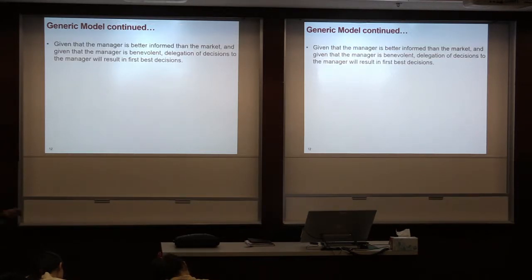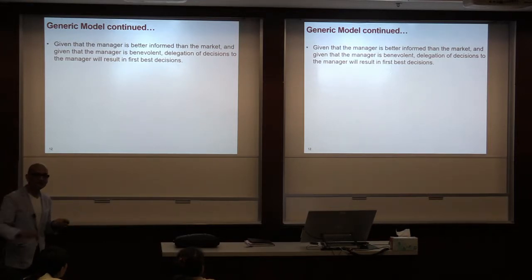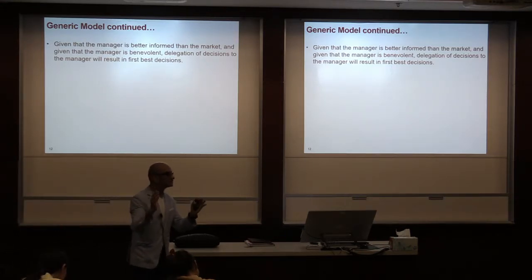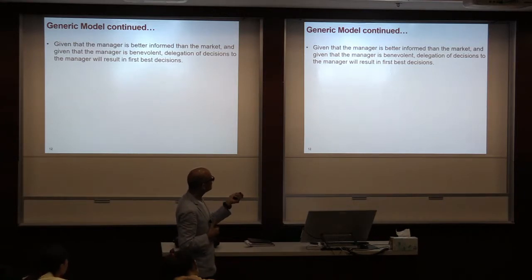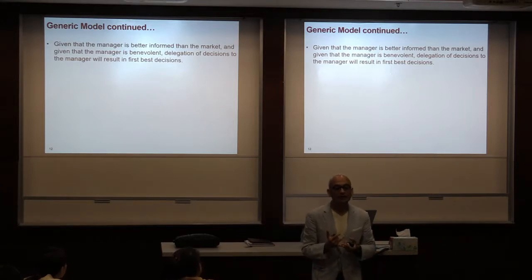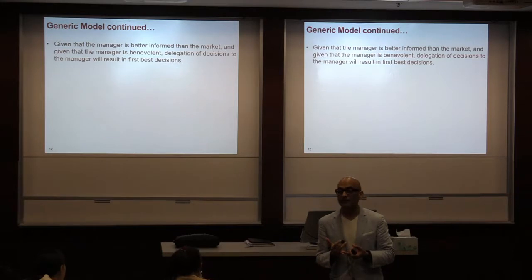And now, given this objective function, given the manager is better informed than the market, and the manager is benevolent, benevolent here meaning maximizing the size of the pie, there are no agency conflicts between the manager and the shareholders. You're making the best decision you can to maximize the expected size of the pie, which is the expected cash flows. Well, in this kind of world, delegation of the decision to the manager will result in first best decisions. What is a first best decision? A decision that maximizes the expected size of the pie of the firm.